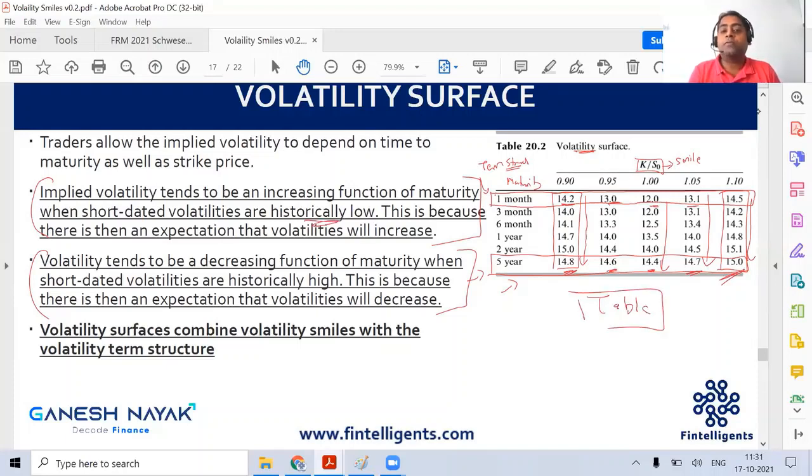So if the short dated volatilities are lower, then as the time grows, your volatility will increase, which is properly explained in the diagram. But if the short dated volatilities are very high, then in the long term, it will go down. This is nothing but mean reversion. That has been explained in both the points. Both the points talk about mean reversion. Has everybody read those two points? Give me a confirmation on both the points.